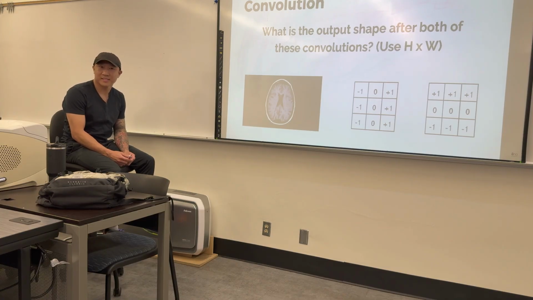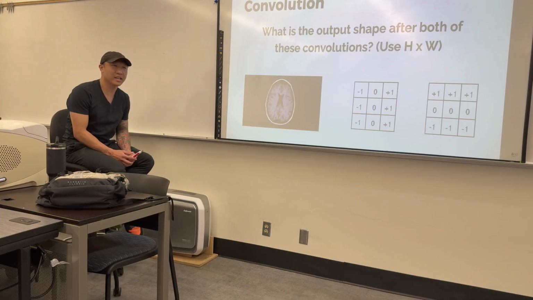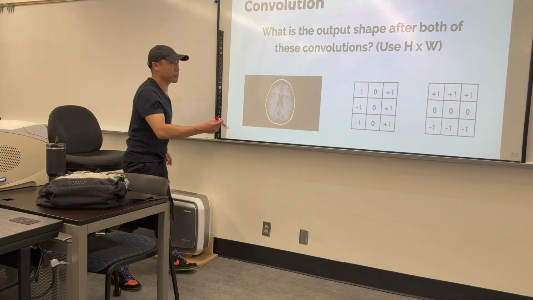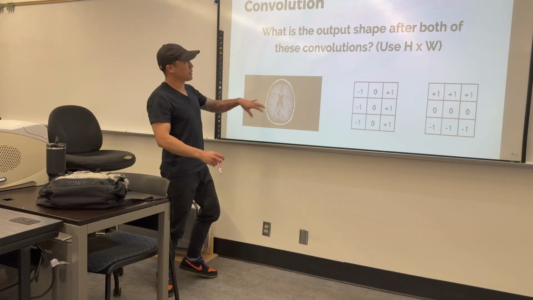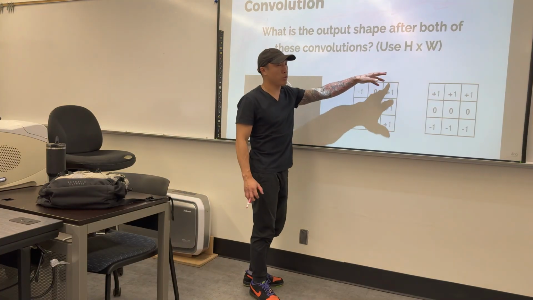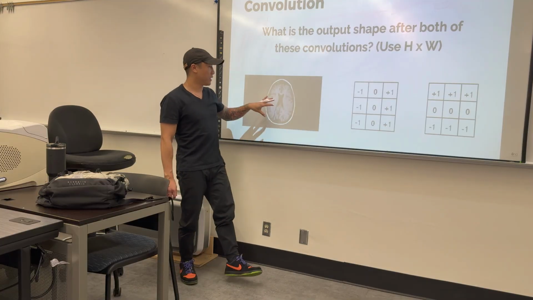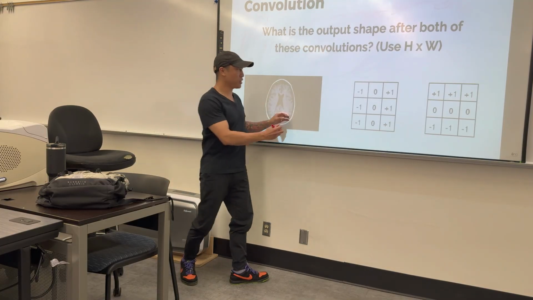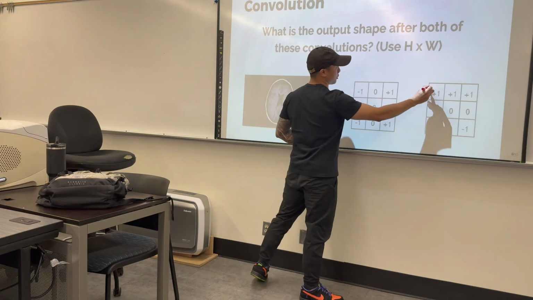Is it 2D? Talking about dimensions? Yeah. So after this, I'm going to have a tensor, or like a 3D matrix. Using H and W, what would be the output shape of my input image going through this kernel and then going through this kernel?